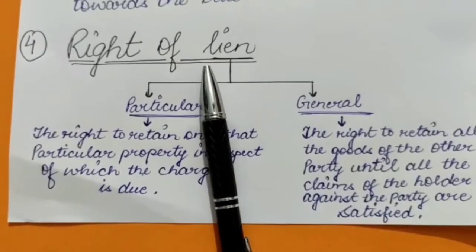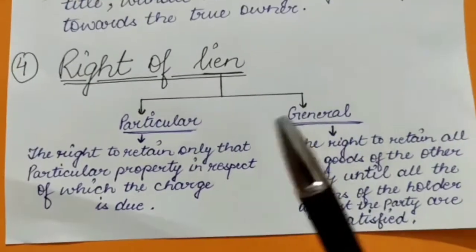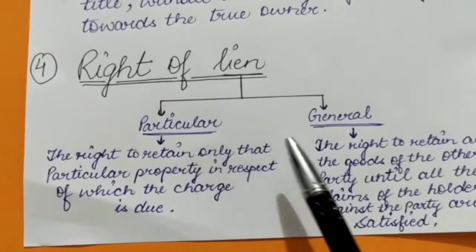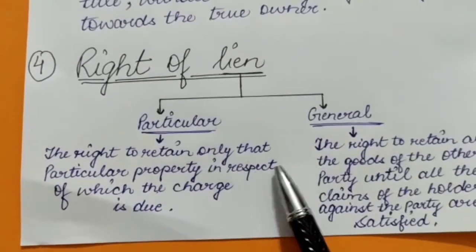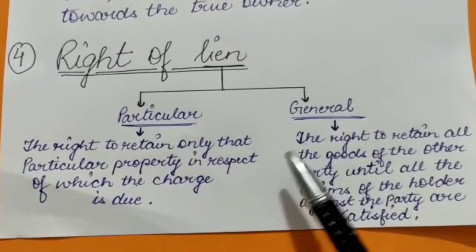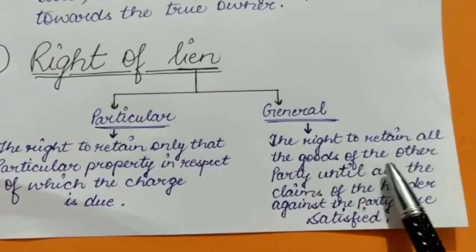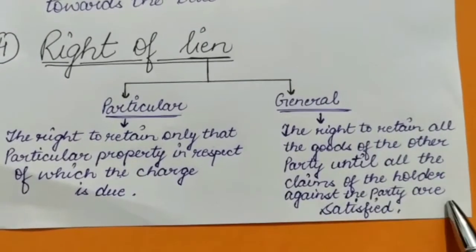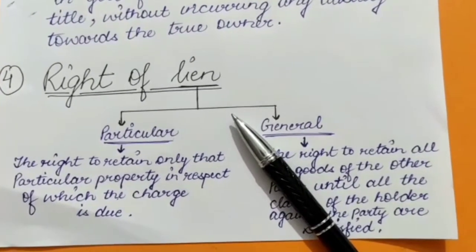Next, there is no lien if there is a contrary contract. There are 2 types of lien. First is particular and second is general. Particular lien is the right to retain only that particular property in respect of which the charge is due. Second, general lien is the right to retain all the goods of the other party until all the claims of the holder against the party are satisfied. So, now we have completed the rights of the bailee.